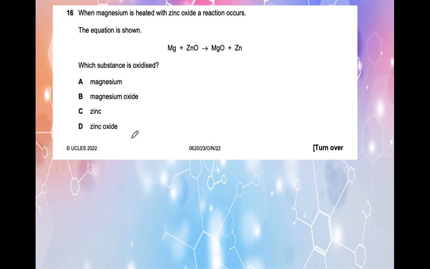Let's go to the questions. When magnesium is heated with zinc oxide, a reaction occurs. The equation is shown. Which substance is oxidized? As I mentioned, oxidized means it is an oxidation process. And oxidation comes from the abbreviation OIL, and oxidation means losing of electrons. So which item here or ion could lose electrons?